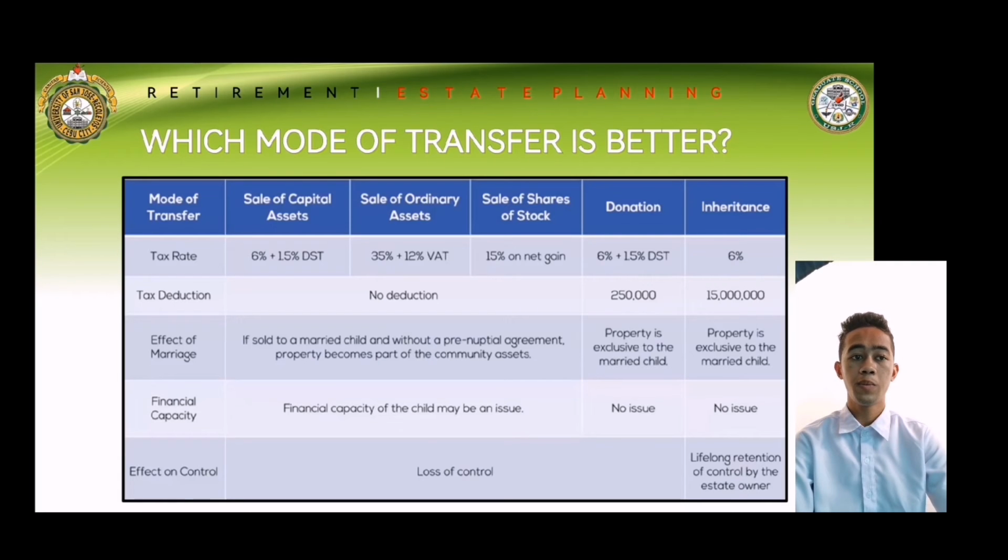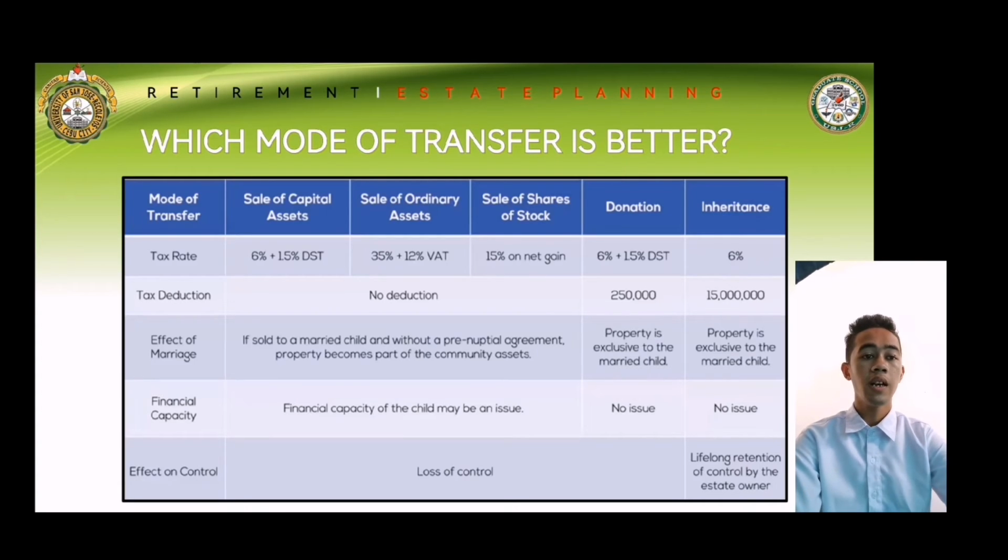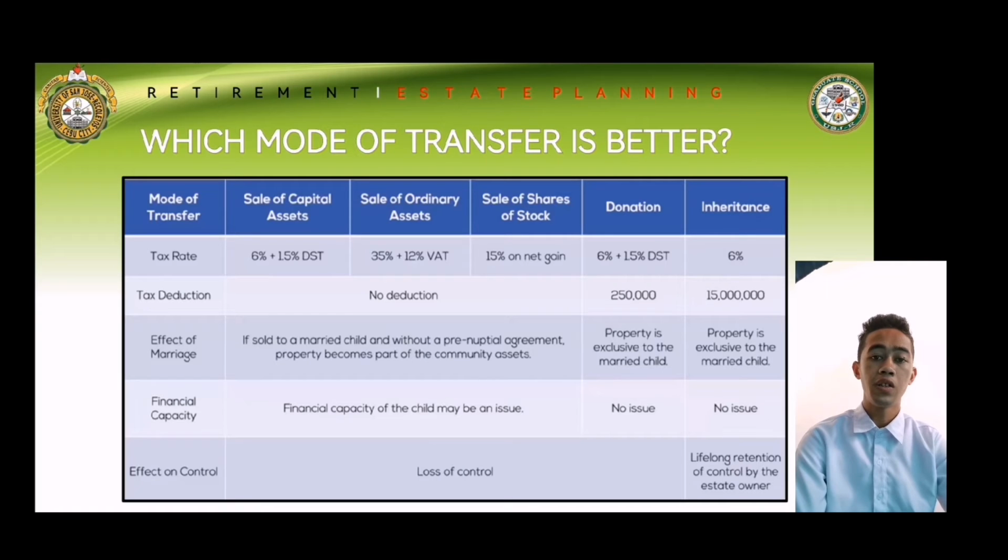Here is the mode of transfer and tax rate. Sale of capital assets, 6% plus 15% DST. Sale of ordinary assets, 35% plus 12% VAT. Sale of shares of stocks, 50% on net gain. Donation, 6% plus 15% DST. Inheritance, 6%, no deductions. 250,000 for donation, 15 million for inheritance.